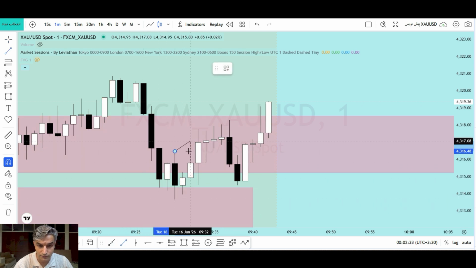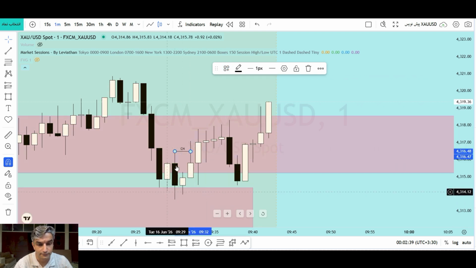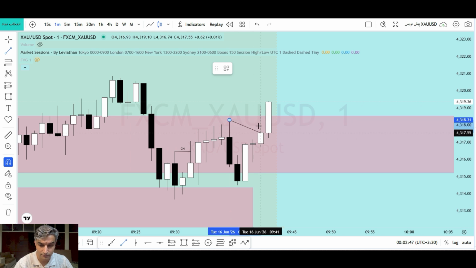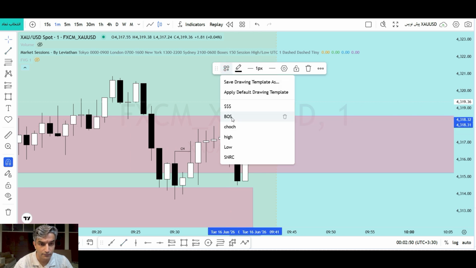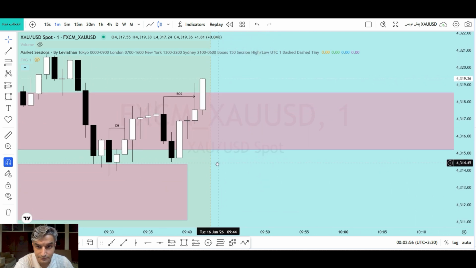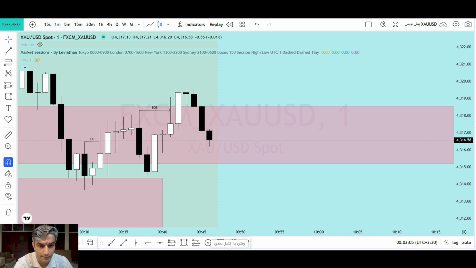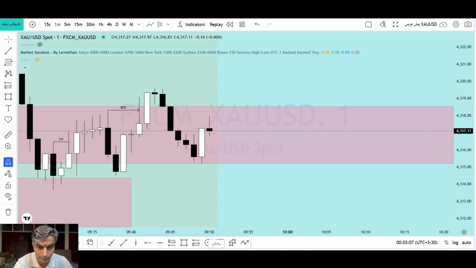This is our change of character. Then price breaks it a second time. BOS, break of structure. And let's see what will happen. Price came to the zone.